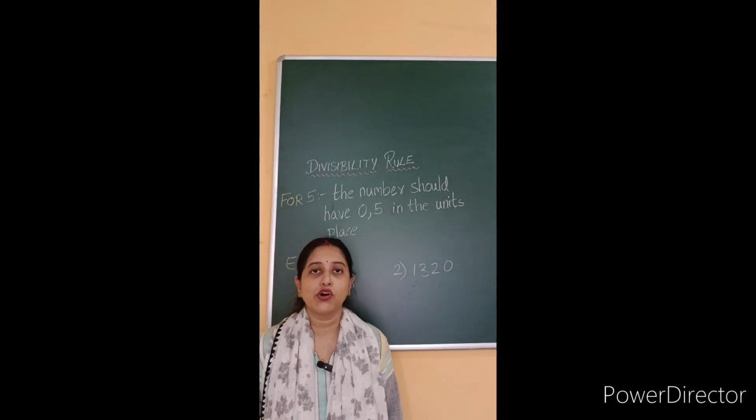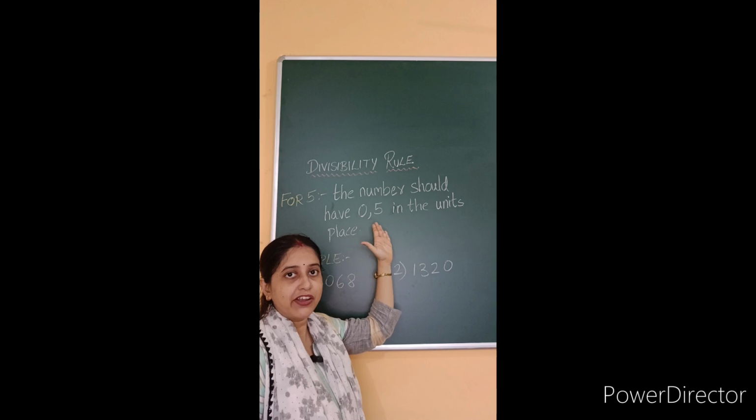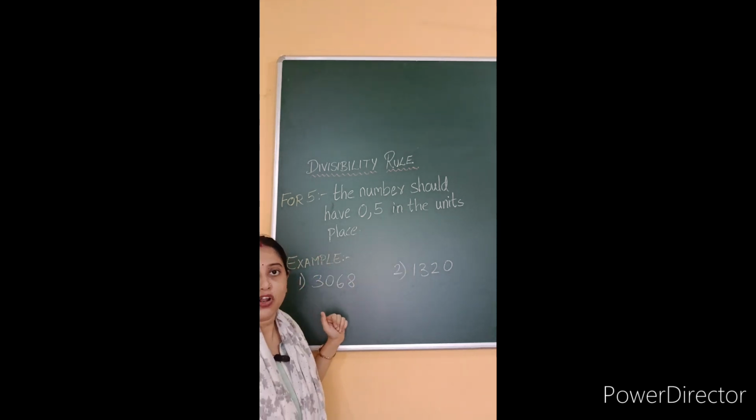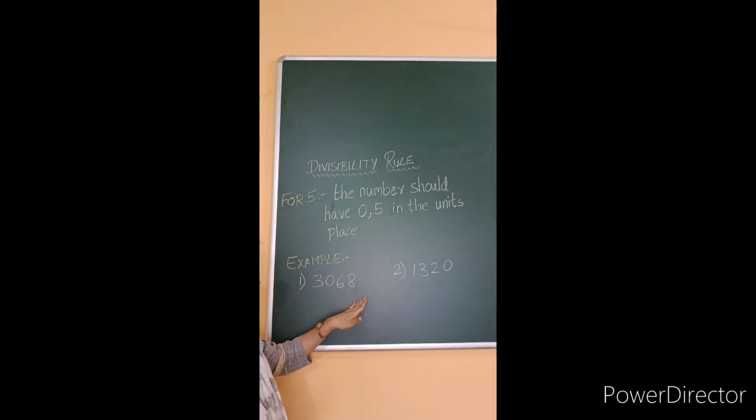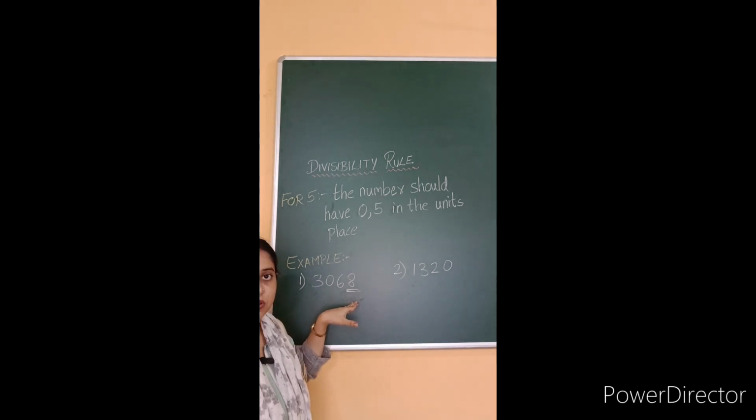For the divisibility rule of 5, the number should have 0 or 5 in the units place. Let's solve with an example. The number is 3068. When we look at the units place of this number, we find it has 8 in the units place. By the divisibility rule, it does not go in the table of 5. So the answer is no.